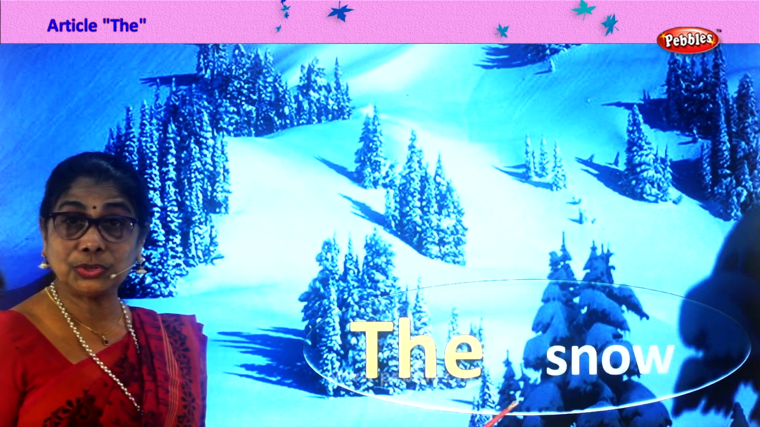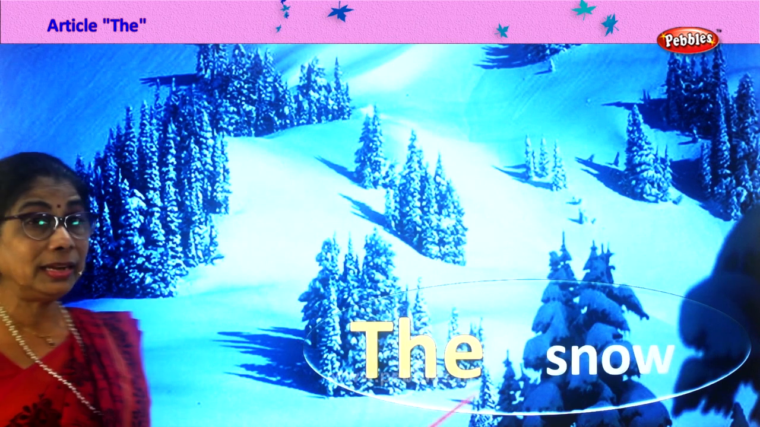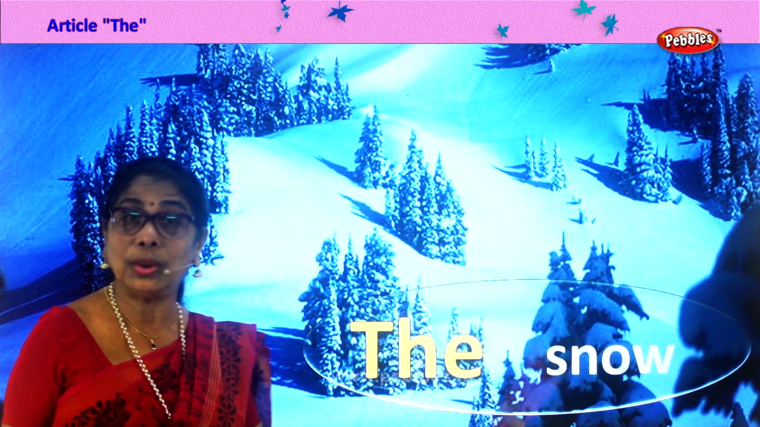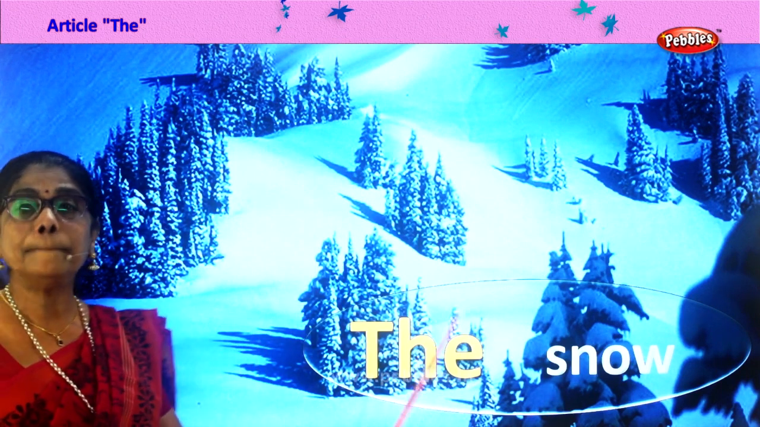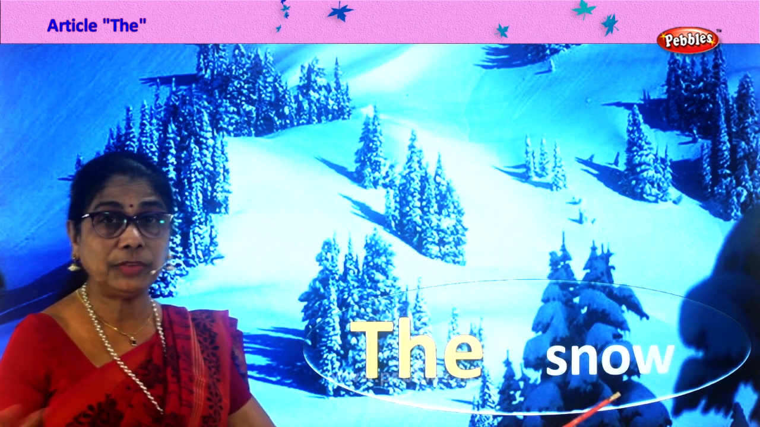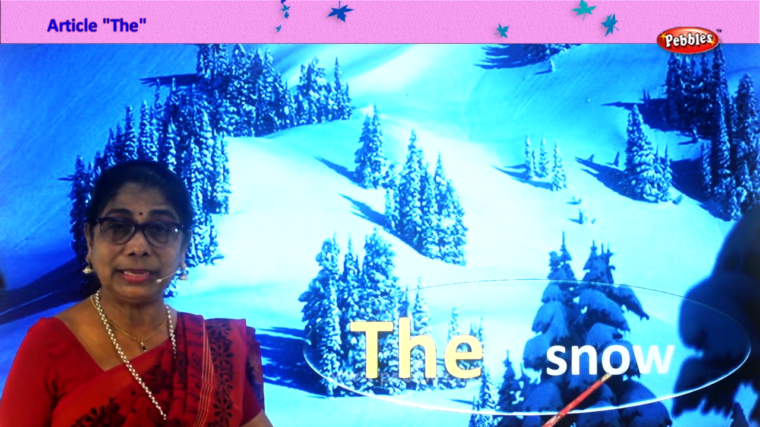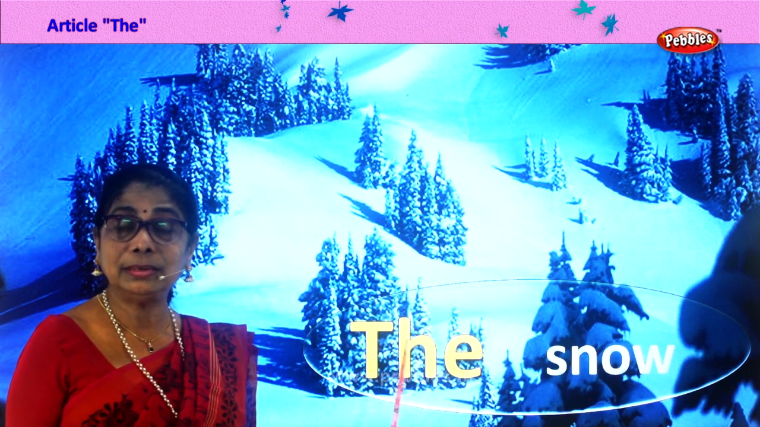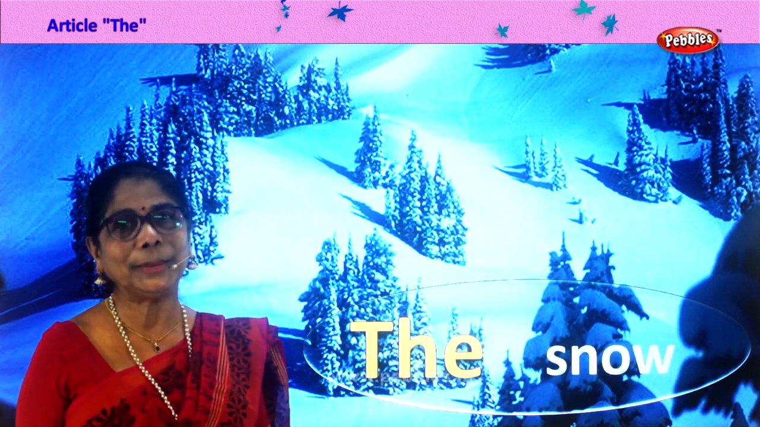Winter time, the snow comes down and fills the ground, the trees, the houses. The snow. Article the is used before the specific thing called the snow. Everywhere you cannot get snow, only some places get snow. The snow. Let's look at another picture.